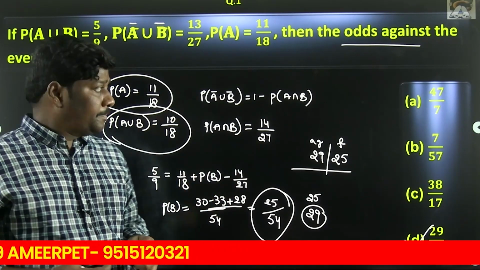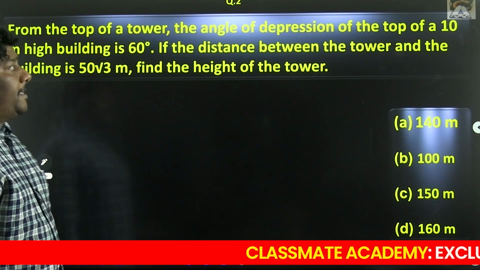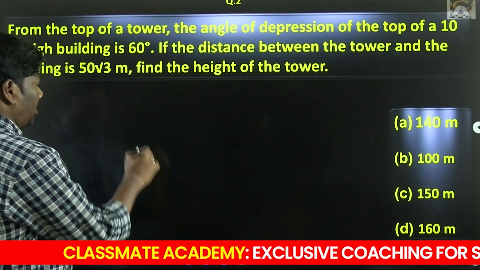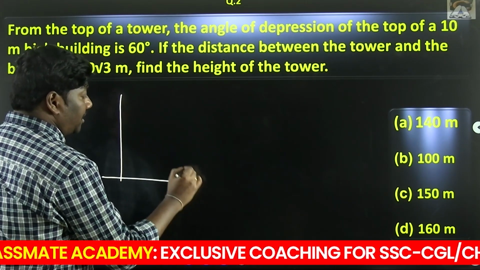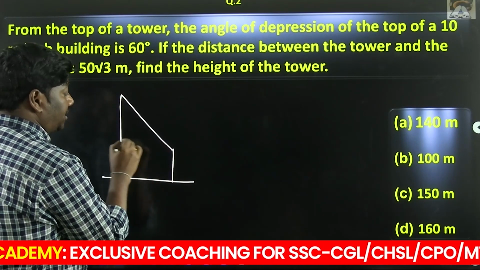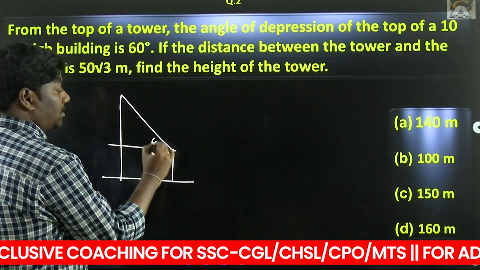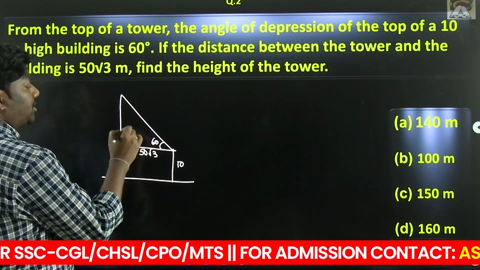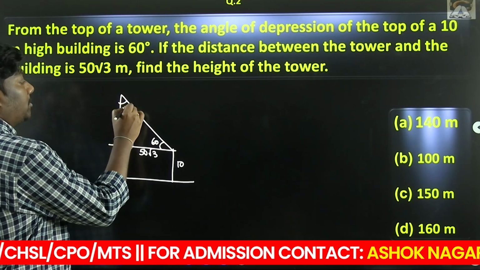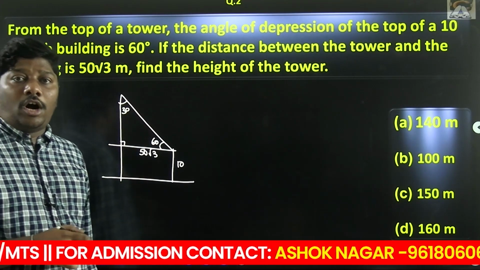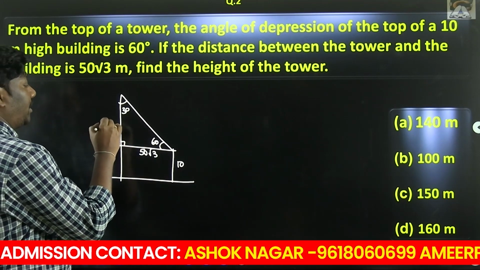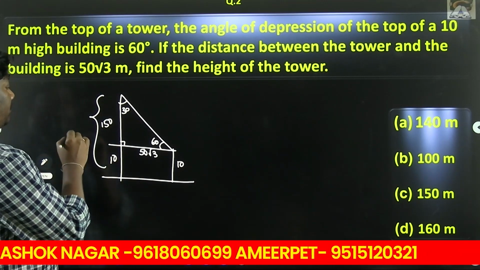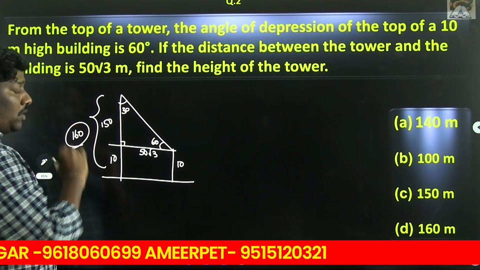From the top of a tower, the angle of depression of the top of a 10 meters high building is 60 degrees. It is 10 and the distance is 50 root 3. We know if it is 60 degrees, then the other angle is 30 degrees. If opposite to 30 is 50 root 3, we know opposite to 60 is going to be 150. Therefore 150 and 10, this height of the tower is 160 meters.